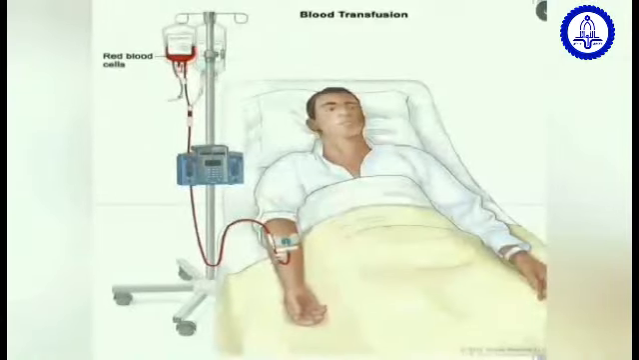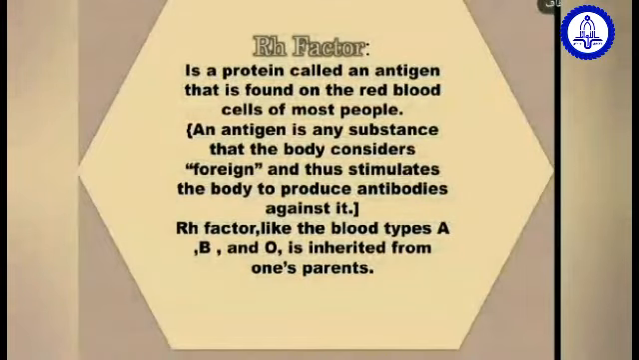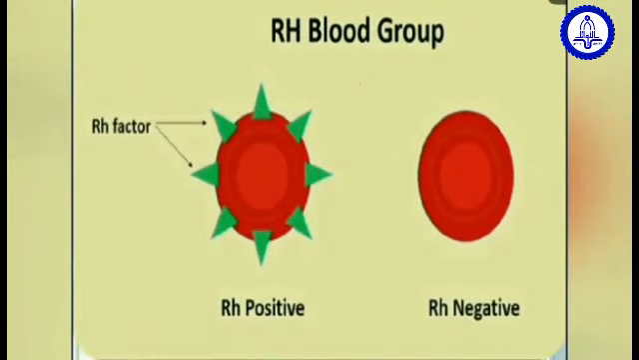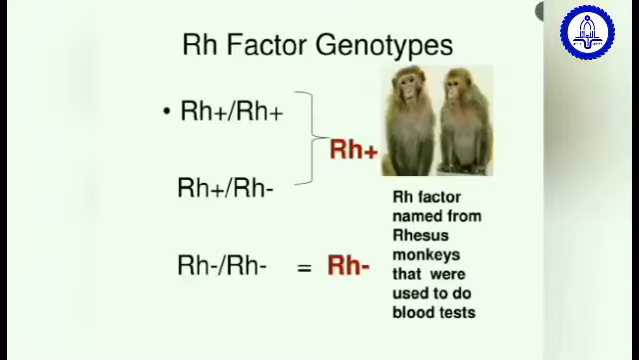This picture talks about blood transfusion. Rh factor is a protein called an antigen that is found on the red blood cells of most people. An antigen is any substance that the blood considers foreign, and this stimulates the body to produce antibodies against it. Rh factor, like the blood types A, B, and O, is inherited from one's parents. This picture talks about Rh blood groups. This picture talks about Rh factor genotypes.